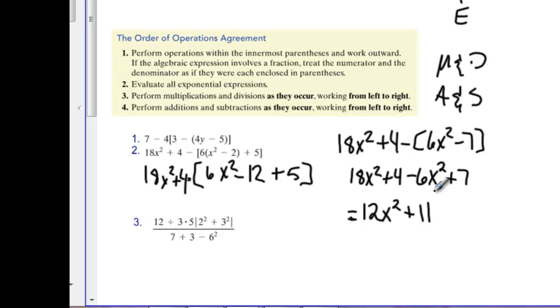Treat absolute value bars like parentheses, meaning you do the stuff in there before you do anything else. Also, the numerator or the denominator of a fraction, the top or the bottom, has invisible parentheses around it. So if we wanted to, we could add these, and it's the same: you need to put the whole numerator together and the whole denominator together before you divide.